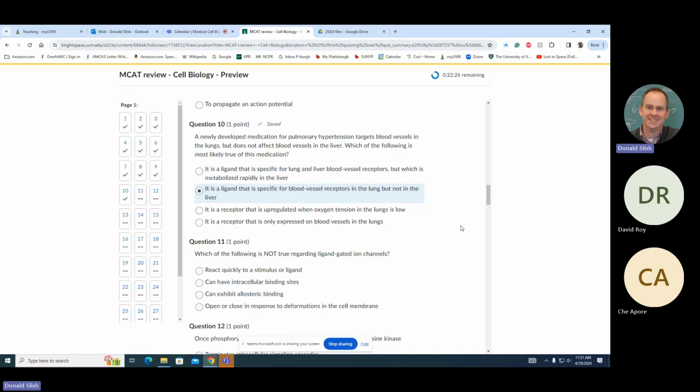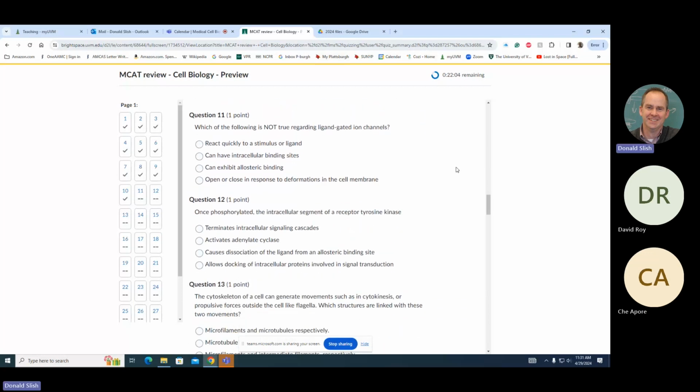I ended up clicking the ligand one, but couldn't the receptor also be true? I know they're specifically talking about the medication, but couldn't the receptors also play a role in it? Definitely. Yeah, if the question was slightly different, you could have different receptors here and there.